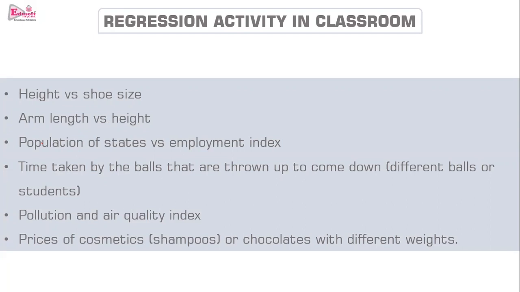Some other real life data is pollution versus air quality index, the price of shampoos or chocolates with different weights. If you see, a chocolate of 50 grams is this much, and a chocolate of 48 grams. So there are two chocolates of rupees 10, but one would be of 50 grams, the other would be of 48 grams. So you take the weights and the prices, and you analyze the fluctuation of these two figures using regression. So these are certain examples I have given you, which you can take up in the classroom to demonstrate the concept through an activity. And the students will really enjoy this.